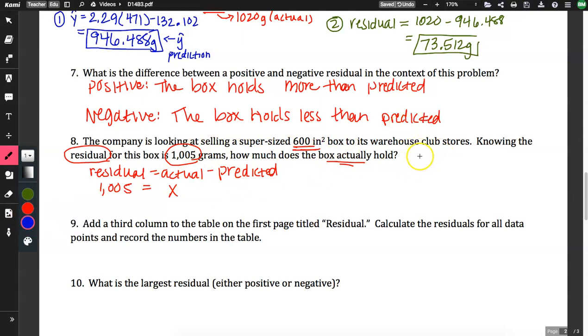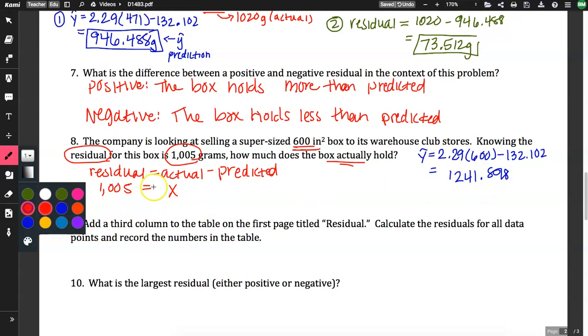So I'm going to go out to the side. Use my linear equation. Remember, this is how we get our predicted value. 2.29 times 600 minus 132.102. This is going to be my predicted value that I can then plug into that equation. So when I solve that, I get 1,241.898. So now I can come over here and plug that back in. What was it? 898. Can't read my handwriting. And then I have an equation to solve.